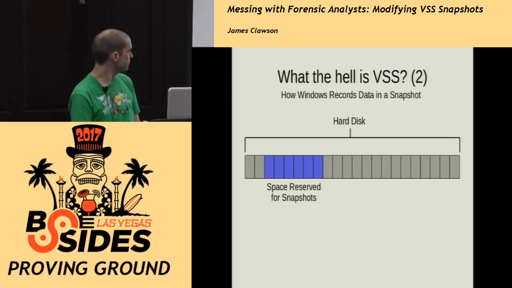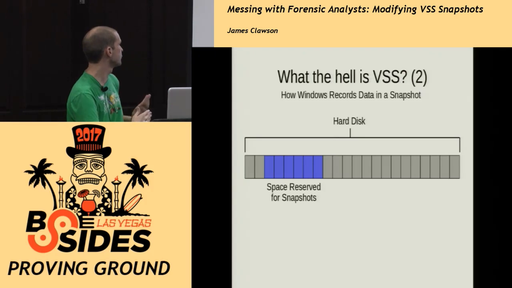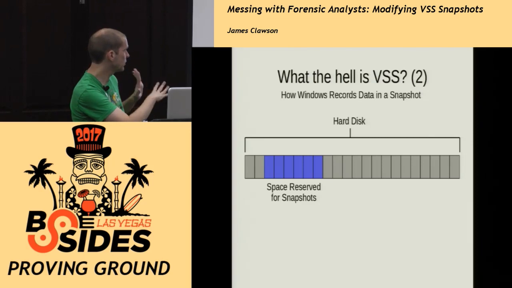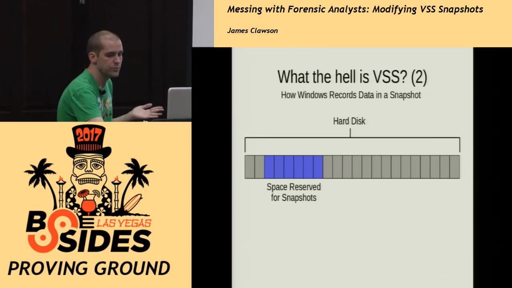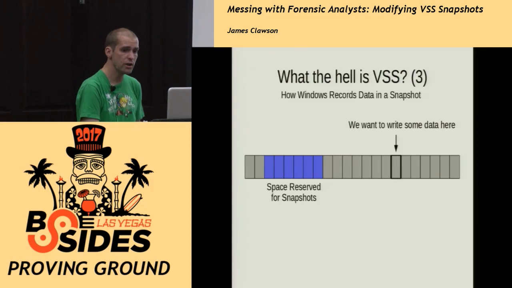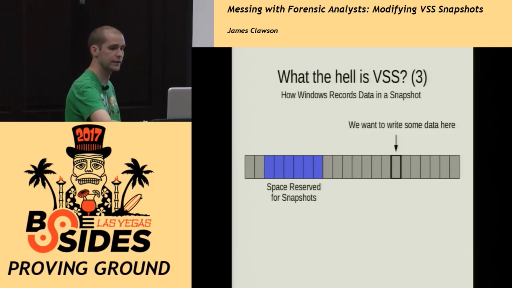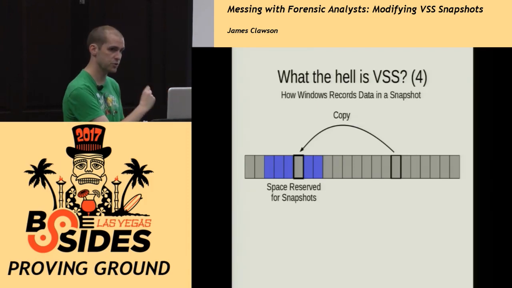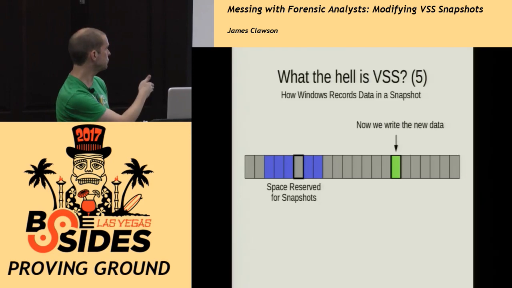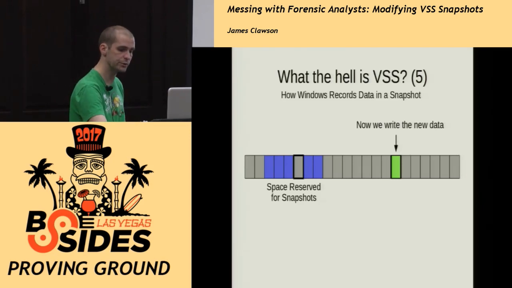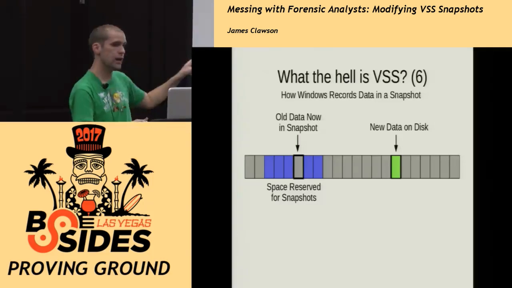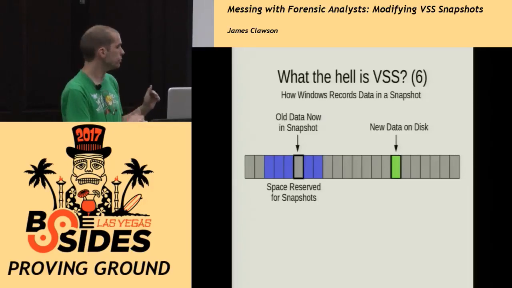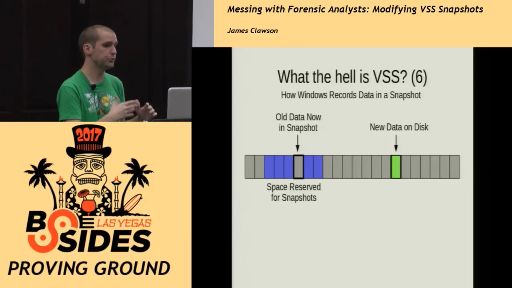Here we have our hard drive, and this blue space is the space that's reserved for snapshots. The space may or may not have anything in it. Right now, we don't know. Honestly, we don't care too much. When we want to write some data to the hard drive, we figure out where we want to write it, in this case, the little highlighted block. Before we write it, we copy our data over into the snapshot space. Then we proceed with our write. We write our new data onto the hard drive where we decided to. At this point, we have our new data safely on the disk, and our old data is safely in the snapshot.